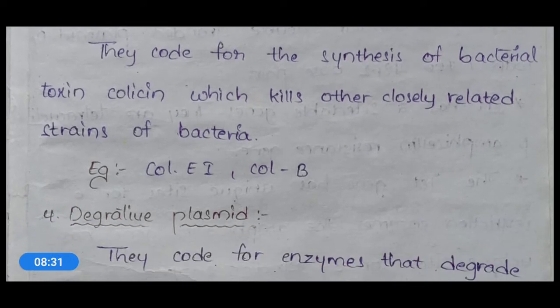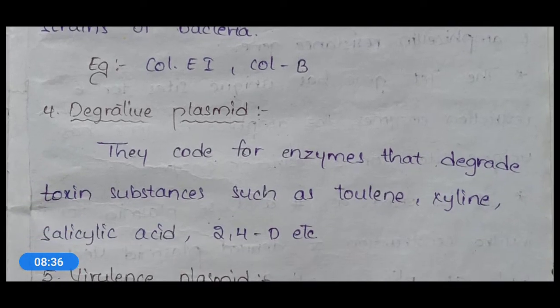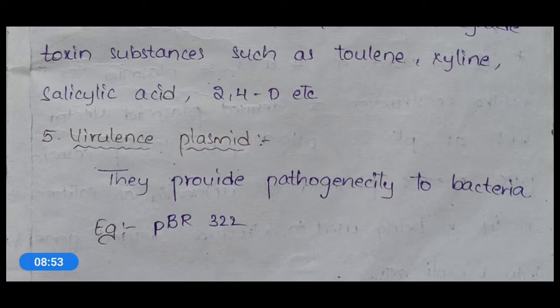These plasmids will degrade toxic substances like toluene, xylene, salicylic acid, 2,4-D, etc. Here this degradative plasmid will produce a few enzymes. These particular enzymes will degrade the toxic substances. And the last one is the virulence plasmid. Best example PBR322, and these particular plasmids will provide pathogenicity to the bacteria.